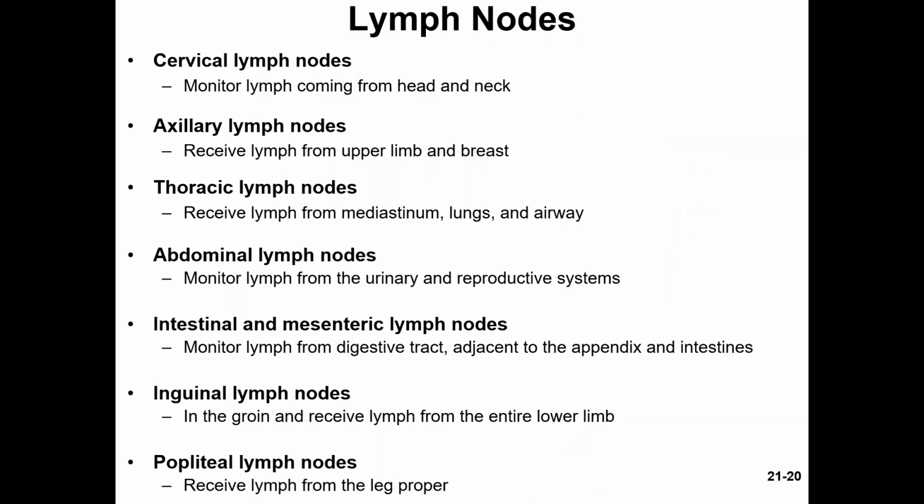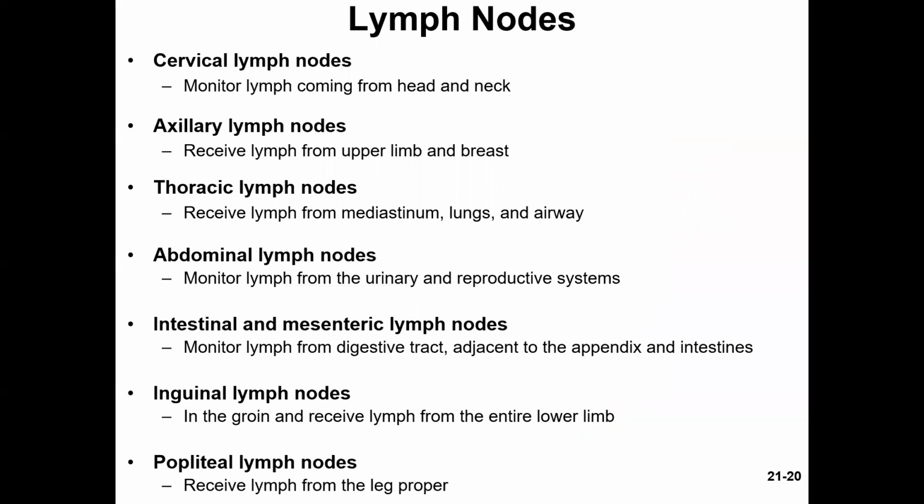So we have cervical lymph nodes, which monitor lymph coming from the head and neck. We have axillary lymph nodes, which receive lymph from the upper limb and breast. We have thoracic lymph nodes, which receive lymph from the mediastinum, lungs, and airway. We have abdominal lymph nodes, which monitor lymph from the urinary and reproductive systems.